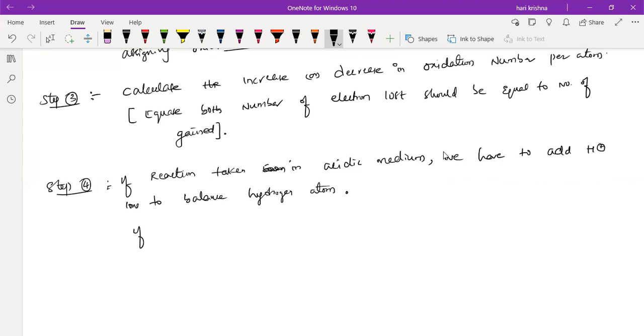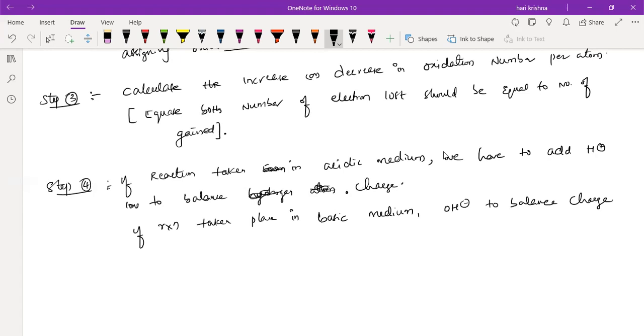And if the reaction takes place in basic medium, we have to add OH minus to balance the charge. Okay, balance not hydrogen atoms, to balance the charges. So step number 4 is nothing but the balancing of the charges.